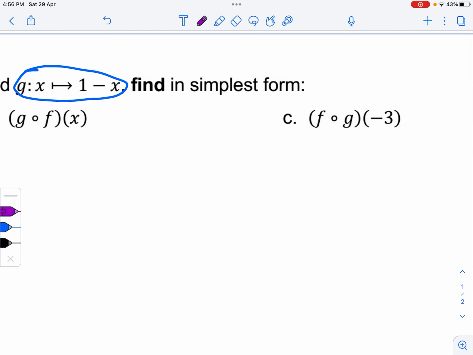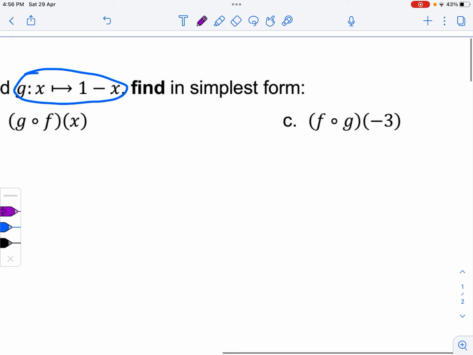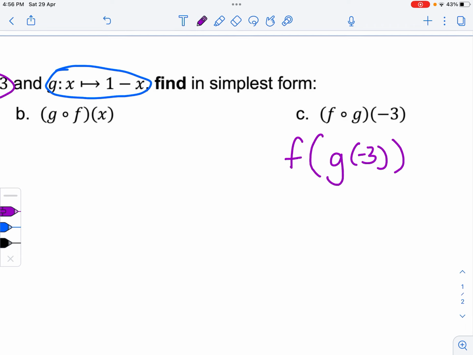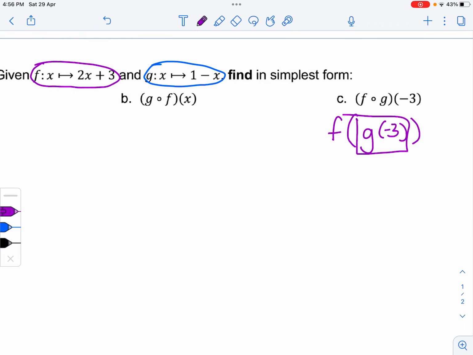So we have, this time it's slightly different. Instead of having the x, we have a negative 3. But don't worry, we'll still do it the same way as we did before. So again, we know that this is f of g of negative 3 this time. So f of, instead of writing it as g of x, we're going to erase that x and turn it into negative 3. So again, we focus on the g of negative 3.